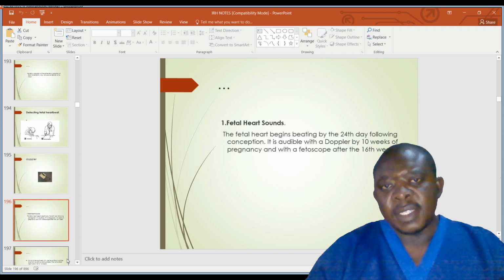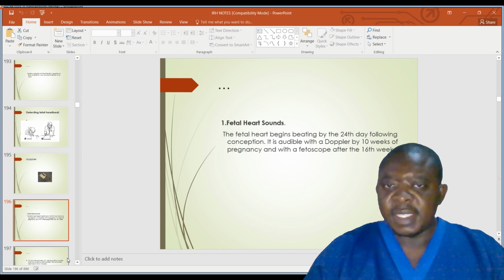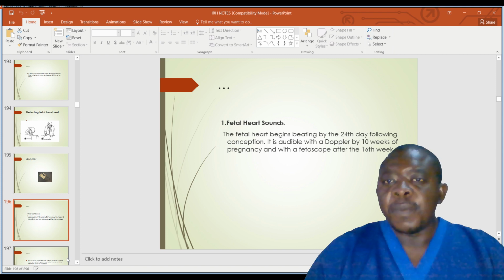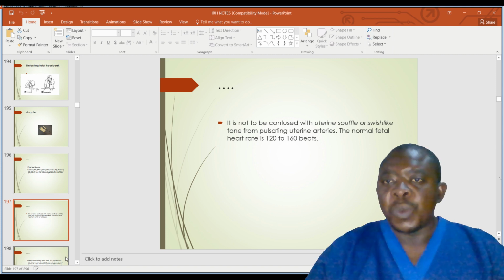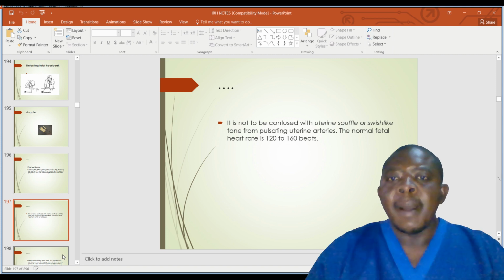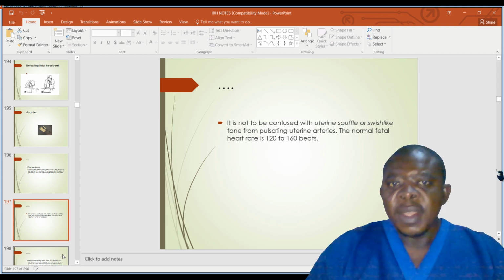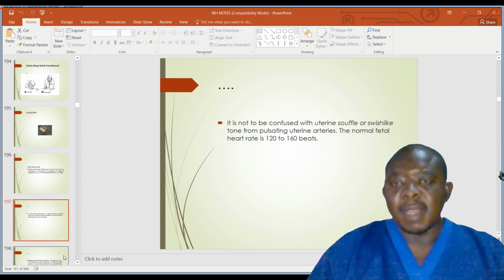Fetal heart sounds. The fetal heart begins beating by the 24th day following conception. It is audible with a Doppler by 10 weeks of pregnancy and with a fetoscope after the 16th week of pregnancy. It is not to be confused with uterine souffle or switch-like tone from pulsating uterine arteries. The normal fetal heart rate is about 120 to 160 beats per minute.